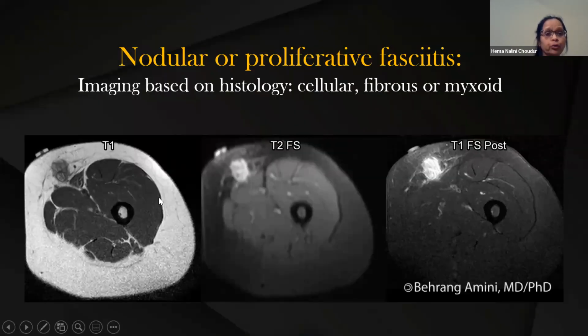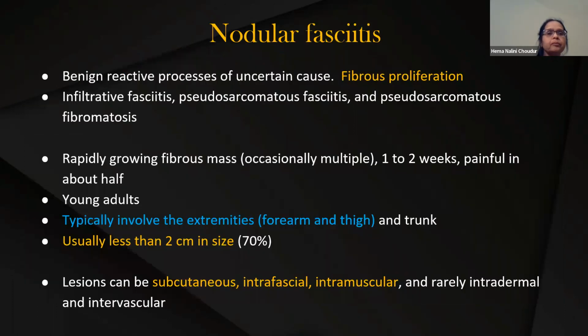You can do an MRI too, after the ultrasound, in order to confirm. MRI will also tell you the histology. If you have a cellular variety, it's dark in T1 and bright in T2 and can enhance post-gadolinium. If it's the fibrous variety, it remains dark on T1 and dark on T2. And myxoid variety, as I showed you before, myxoid tissue will be slightly hyperintense to muscle on the T1. So you're making a diagnosis of the varieties of nodular or proliferative fasciitis, which is slightly different entity, but it is focal. So nodular fasciitis is fibrous proliferation of fascia.